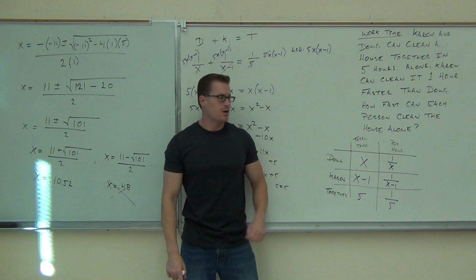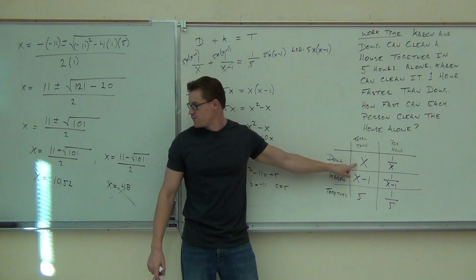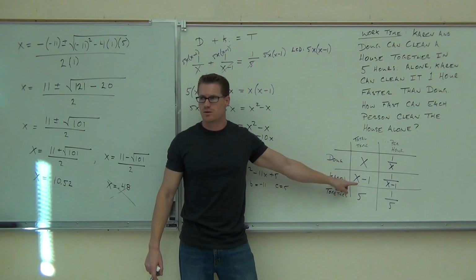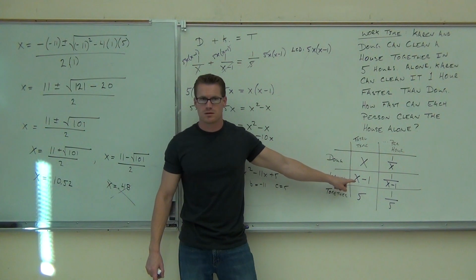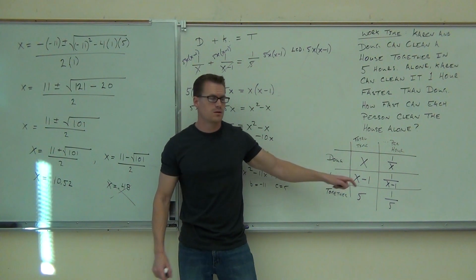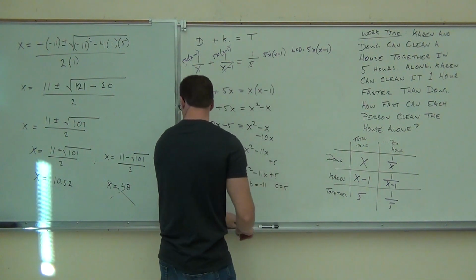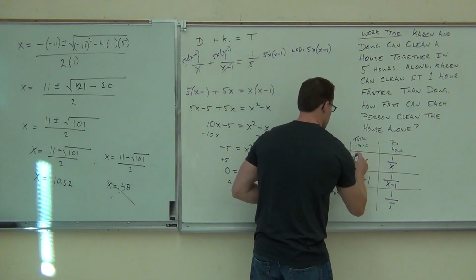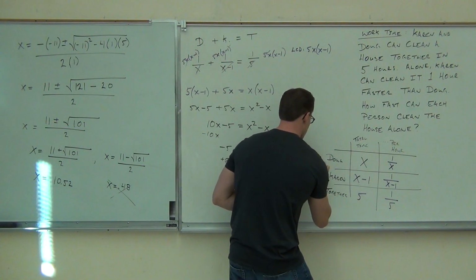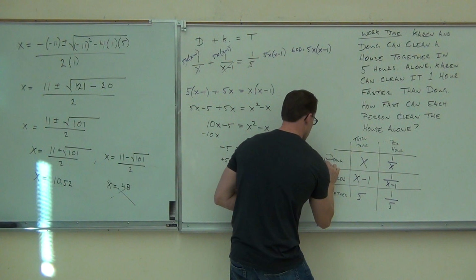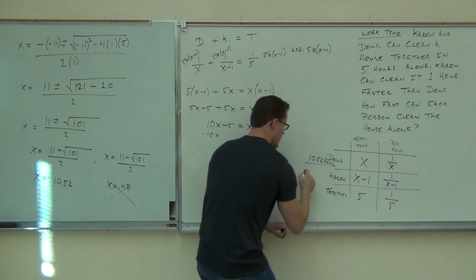Really doesn't count. Now, Doug is 10.52 hours. How much is Karen going to be? 9.52. How'd you figure that out? Minus 1. Okay, so we come back over here. Doug was 10.52 hours. Karen was 1 minus that, 9.52 hours.